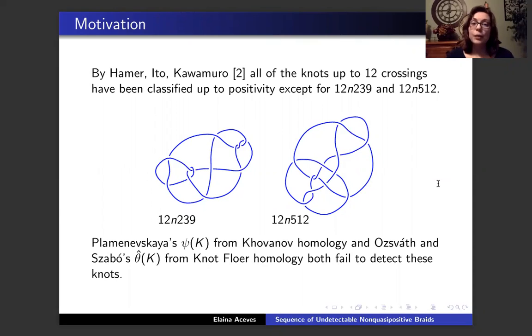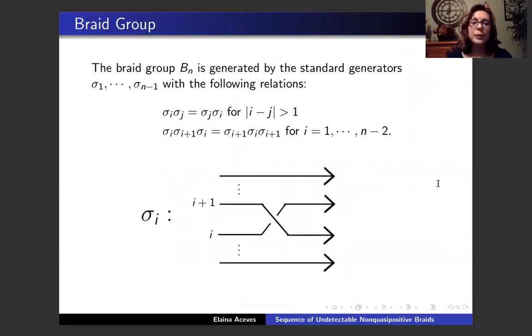What I mean by that is that we suspect that these two knots are non-quasi-positive, but when we use these invariants on these two knots, they're non-zero, which doesn't tell us anything definitive about whether or not they're quasi-positive. So I wanted to show how ineffective these two invariants are for these two knots, by finding a sequence of braids whose closures are non-quasi-positive knots, such that all of them in the braid sequence are not able to be detected from these invariants. So let's begin with some definitions.